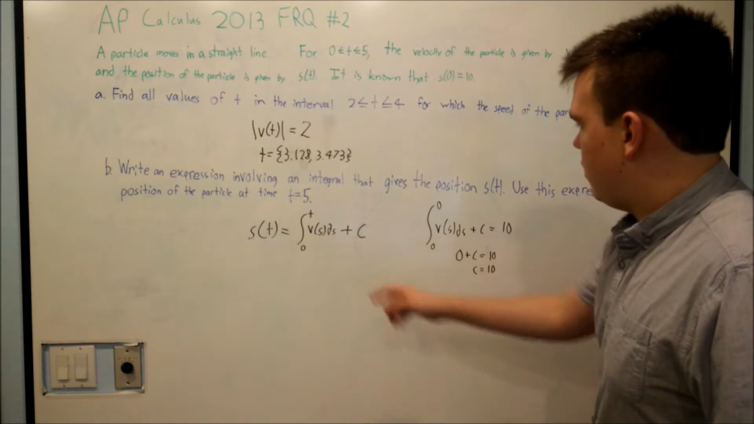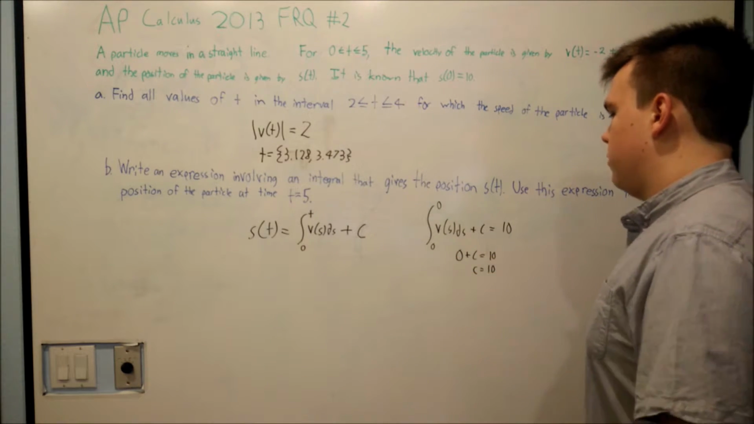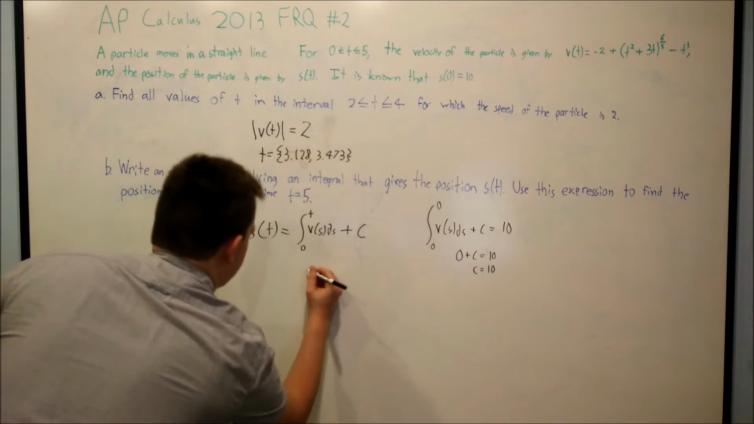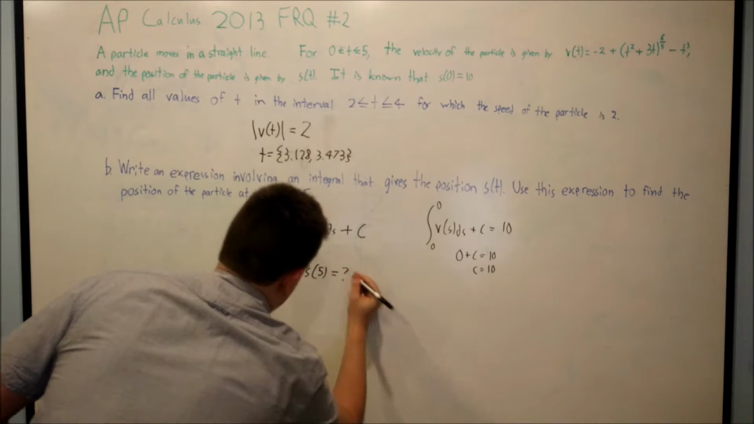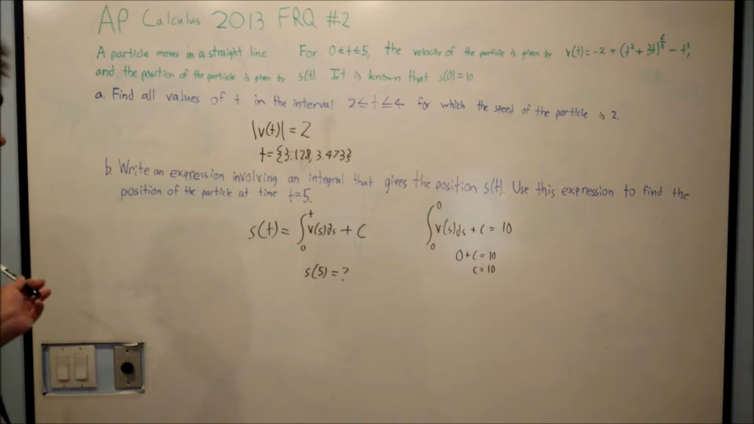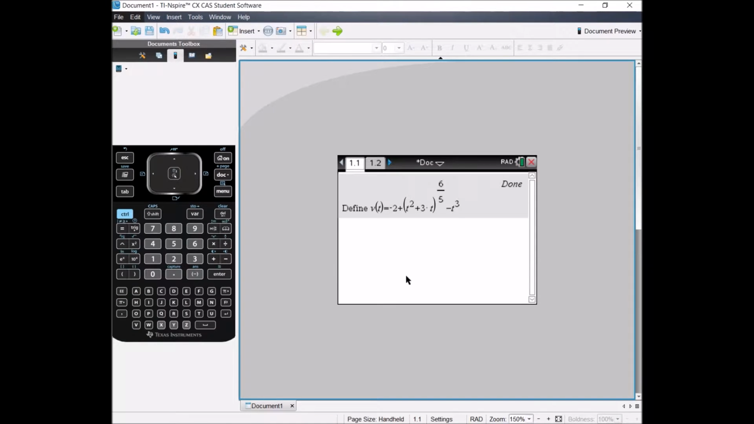So that's our expression there. Now we need to find the position of the particle at t equals 5. So what does s of 5 equal? Well, for that, we have to go back to the calculator. Okay, so we need to find s of 5.